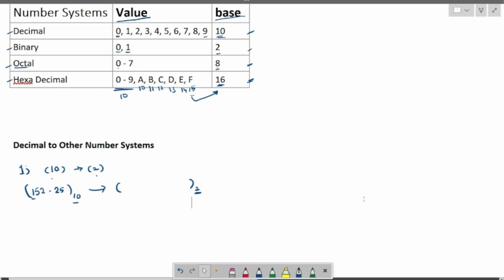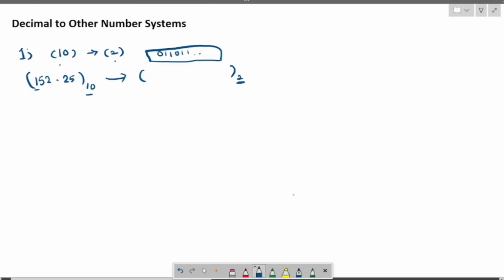Now here 2 means the final value should be something like 0s and 1s, right? 0 ones, 0 ones, like this, right? So to this type we are going to convert. How we are going to convert means there is a method we need to use and do the conversion. Okay, now 152.25, right? So separate these two things, before decimal point and after decimal point.